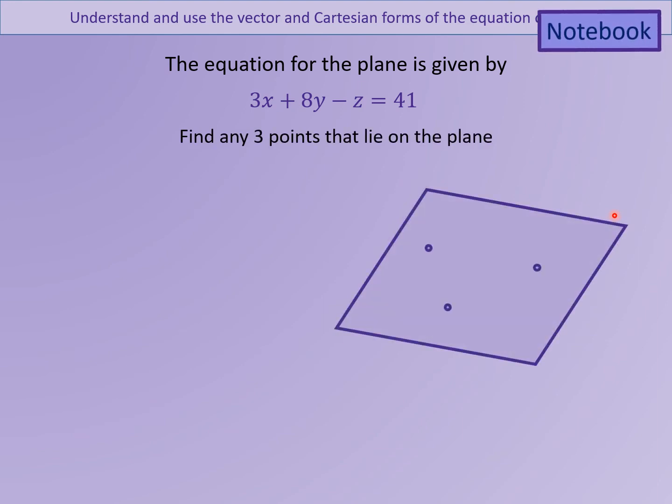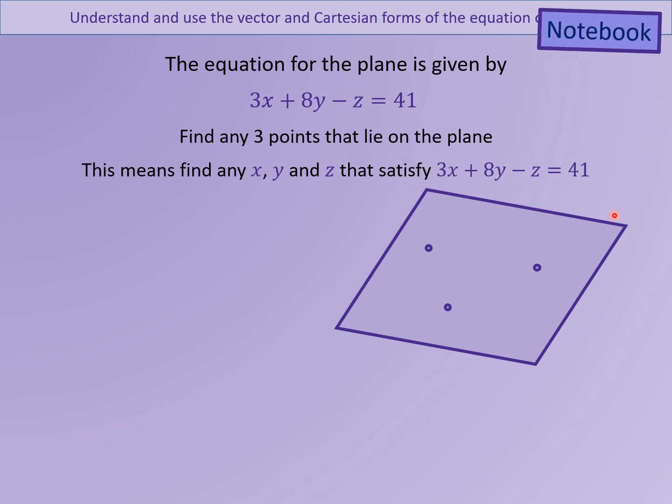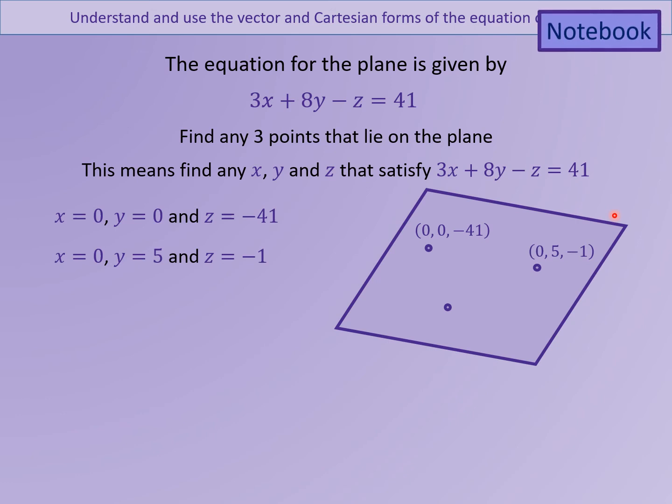So 3 points must lie on the plane. So we can figure out any 3 points we like. Okay. So for an example, a nice easy one would be 0, 0, minus 41. Another one you could have is 0, 5, minus 1. That would work fine. 40 minus 1 gets you that.